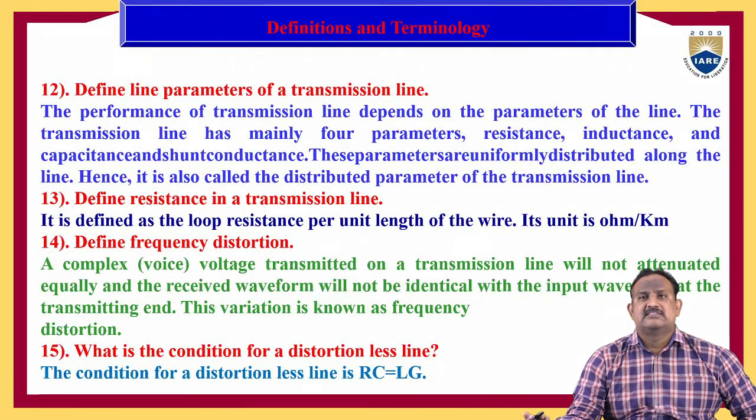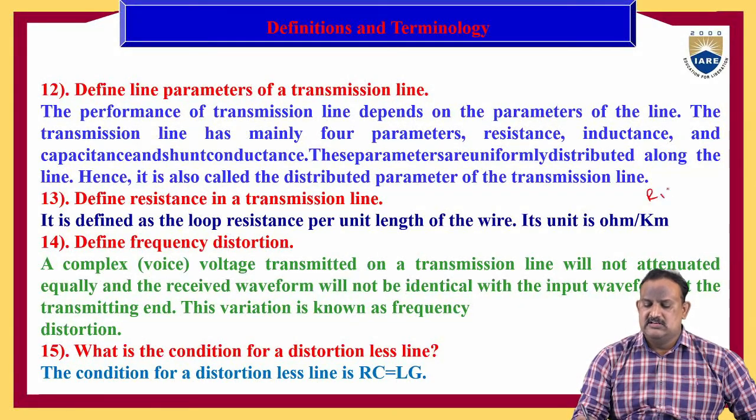Next, define resistance in a transmission line. It is defined as the loop resistance per unit length of a wire. The unit for resistance is ohm per kilometer. Here resistance and conductance are opposite to each other.